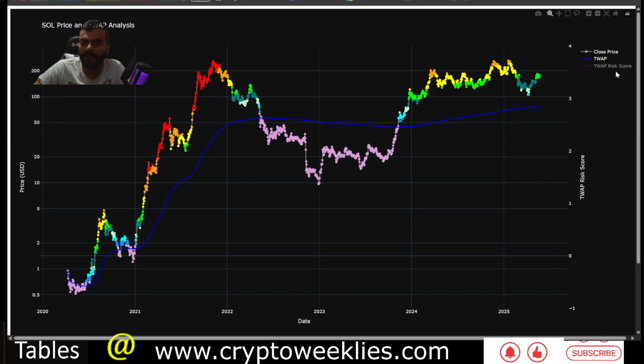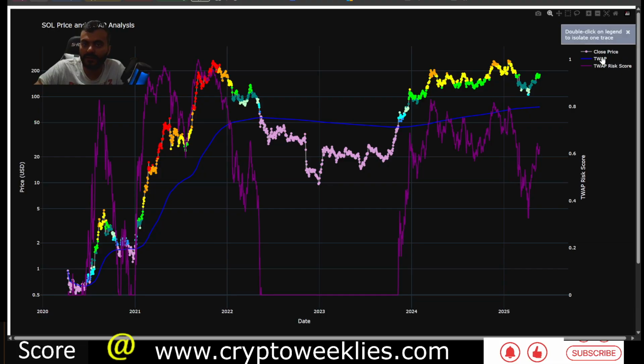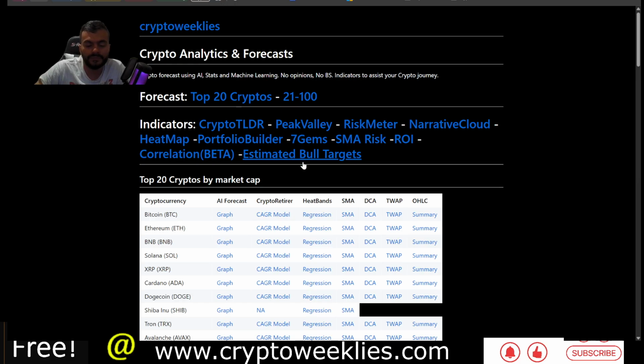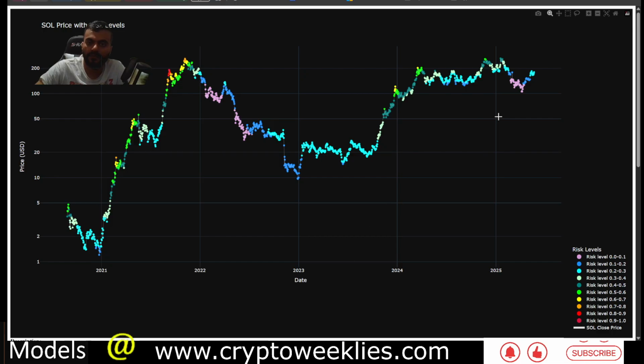If we look at some of the risks where the peak have meaningfully occurred, it's usually when the time weighted average price risk is higher than 80%. Right now it's at around 63%. All in all, before we go to the estimated bull run target, we'll briefly cover Sol's simple moving average based risk.